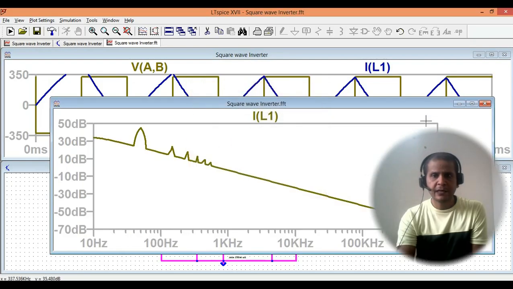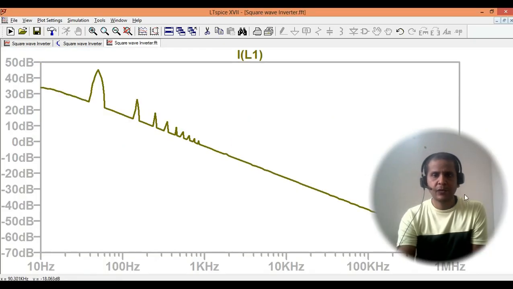Let's look at first current. Okay, so this is your harmonic components for your current. Now, if you see, what is this? This is your fundamental frequency, and now which harmonic I see here is 150. So this is your fundamental, this is your third harmonic, 150 hertz, this is your fifth harmonic, 250, and this is your seventh harmonic, that is 350.